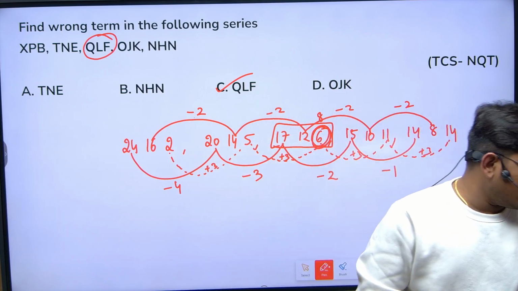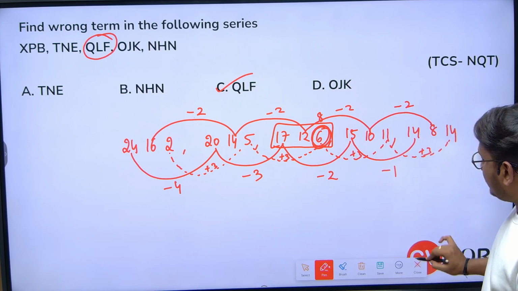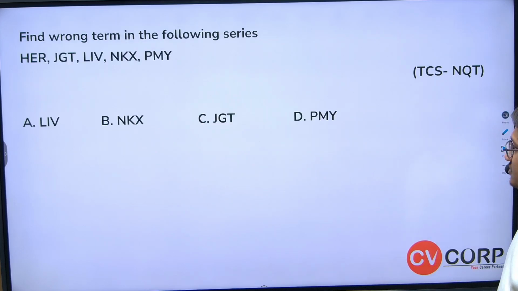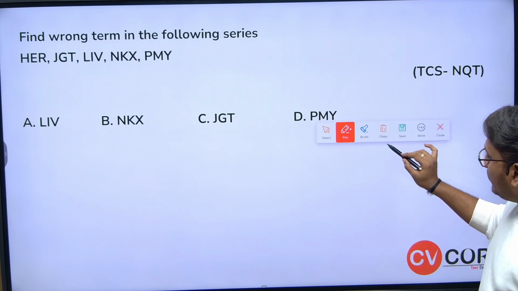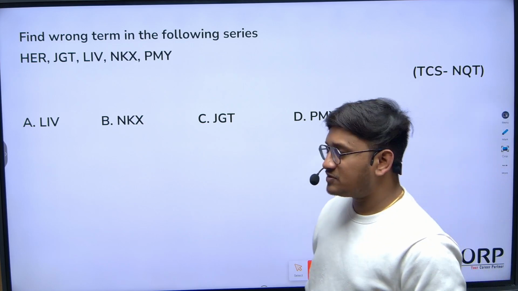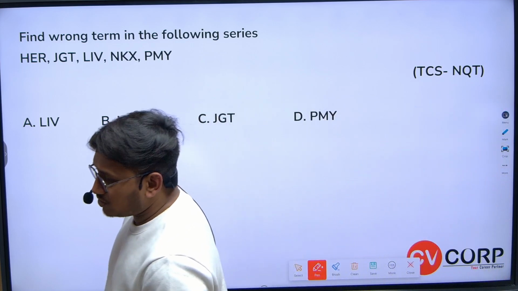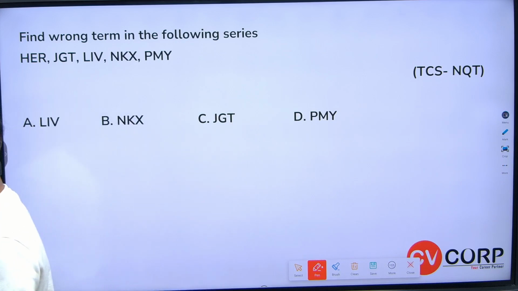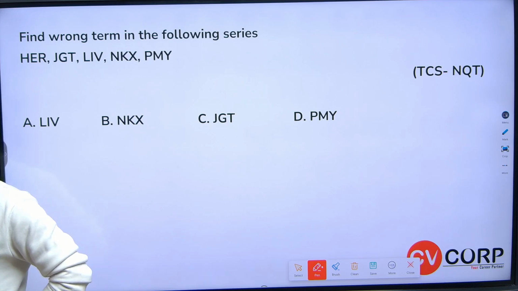Now let's move on to the next one. Let's see how many of you can find this. I will give you 1 minute. Try this and post your answers. If possible, post the logic as well, both logic and answer, in the chat box. Let's see how many of you post. Let me read out the chat box.